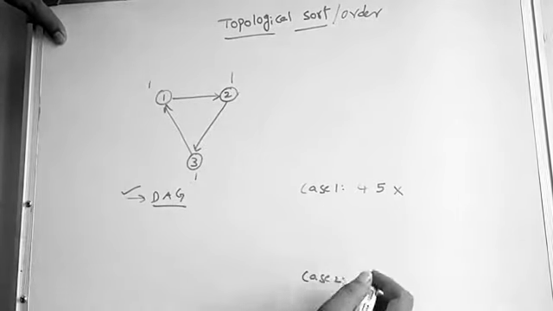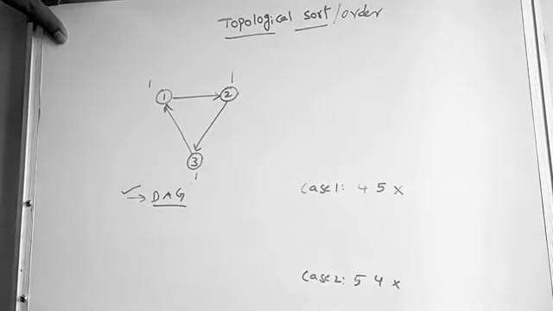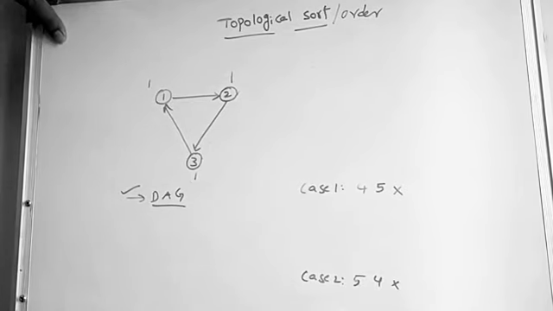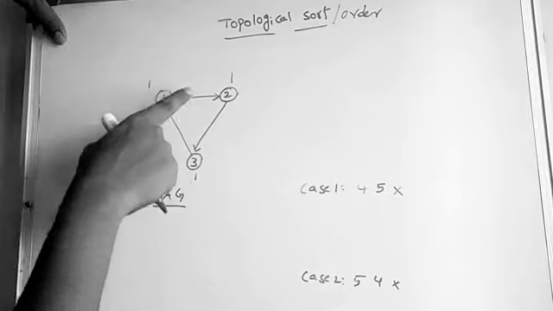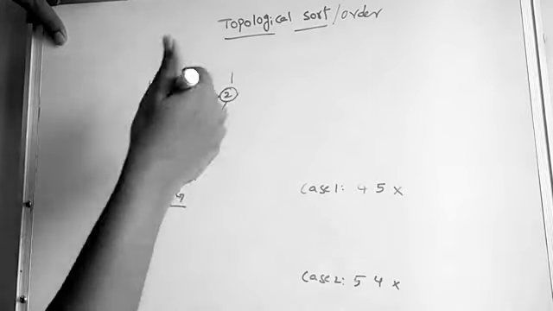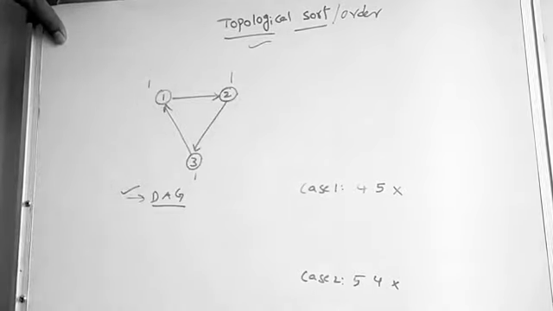Or else we can take case 2: first take 5 and then 4, then stop. There is no way to extend further to find the next order of the nodes. So if your graph has cycles, there is no possibility of finding a topological order.